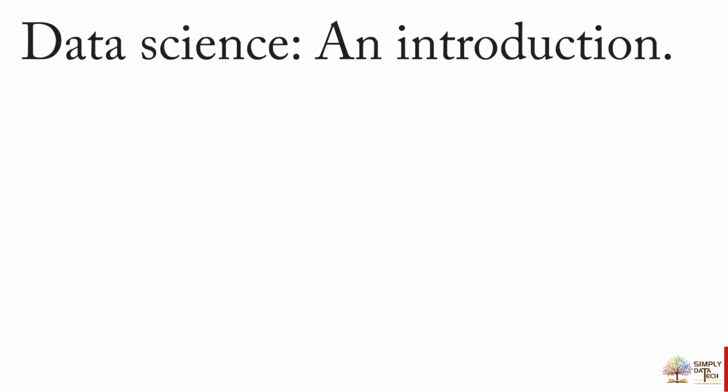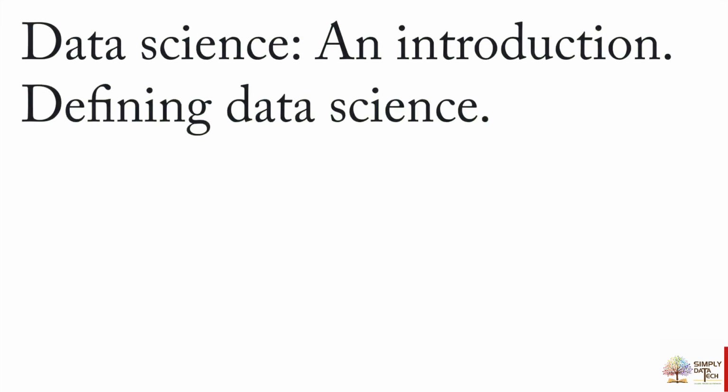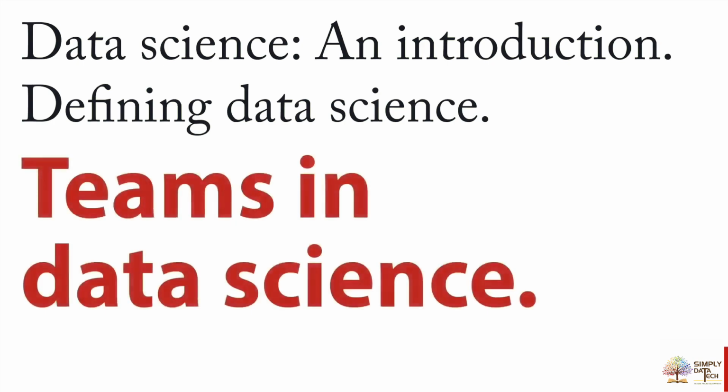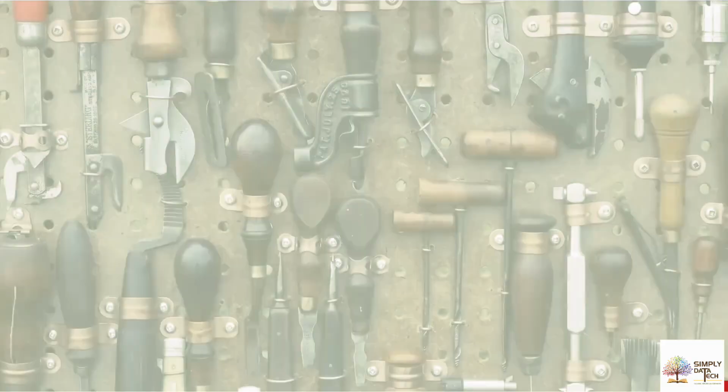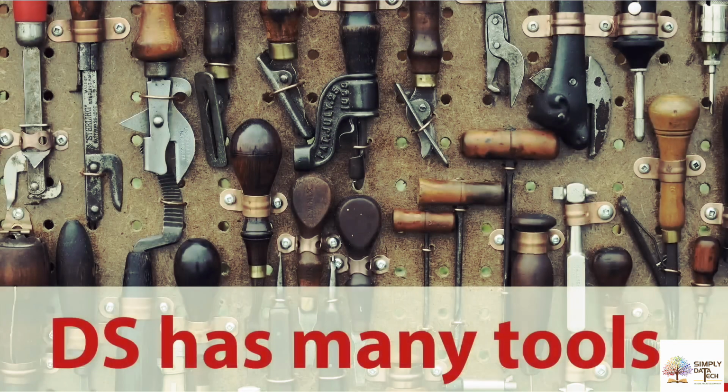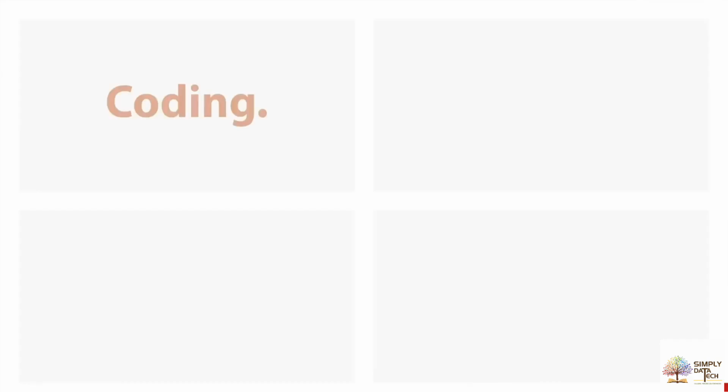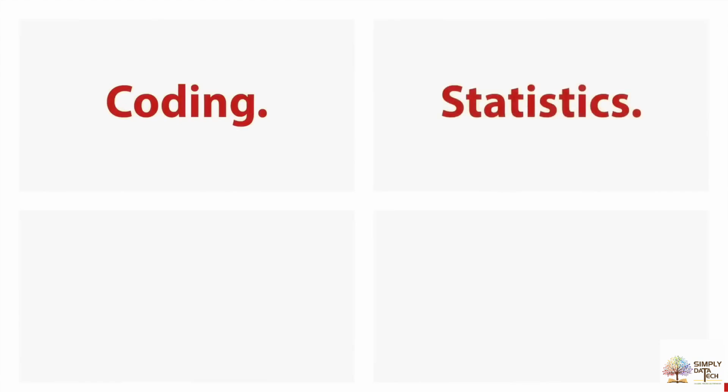The last thing I want to say in data science and introduction, where I'm trying to define data science, is to talk about teams in data science. The idea here is that data science has many different tools, and different people are going to be experts in each one of them. Now, you have, for instance, coding, and you have statistics.